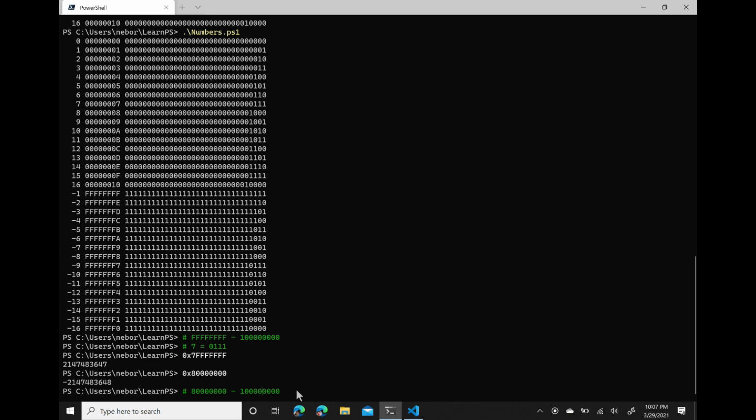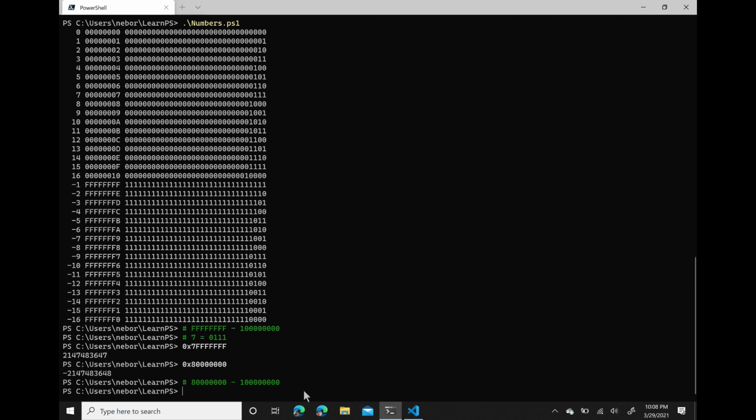Let's see. Yeah, I got the right number of things. 1, 2, 3, 4, 5, 6, 7. Okay, so this number is the smallest possible number you can get that has the high order bit set, right? Because the 8 corresponds to the bit pattern 1000.